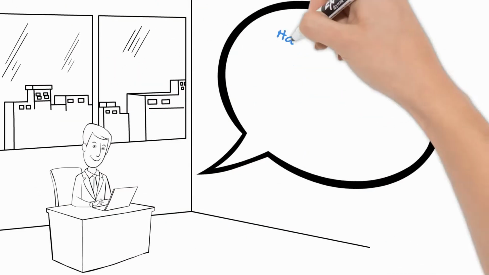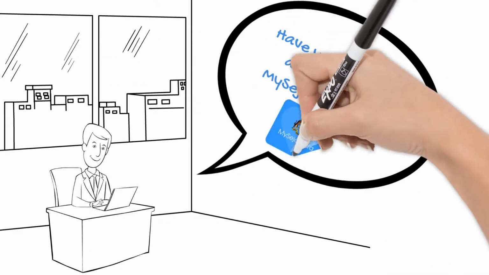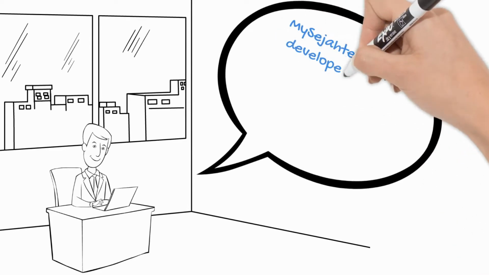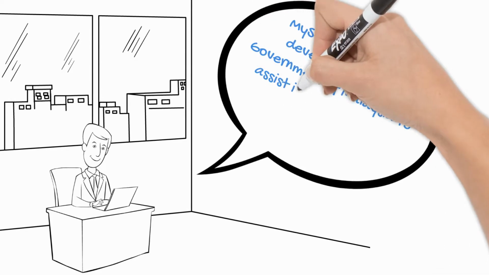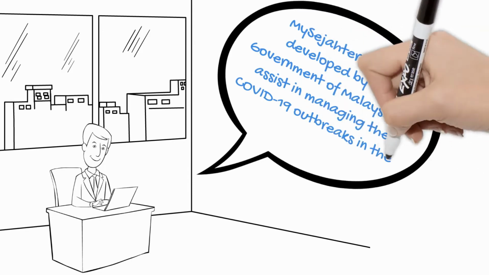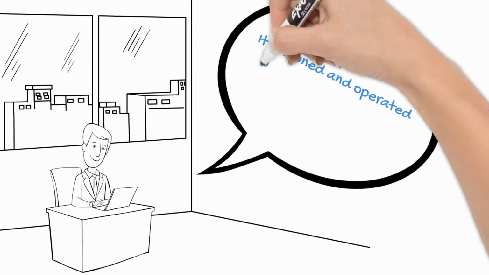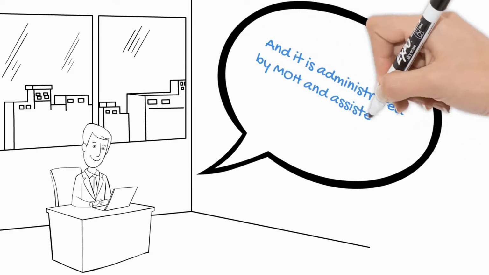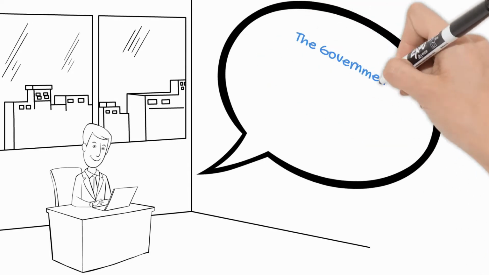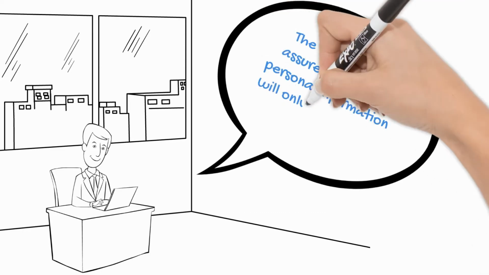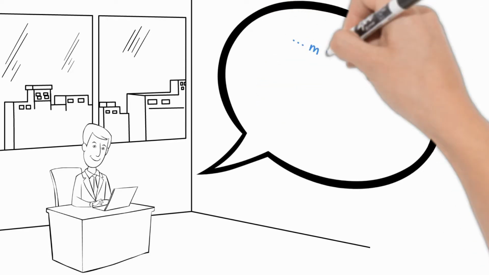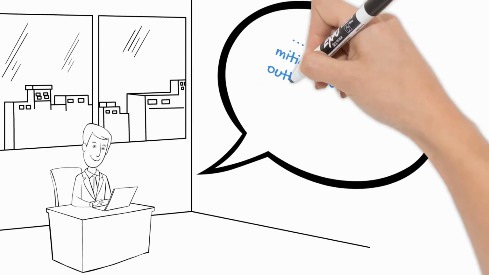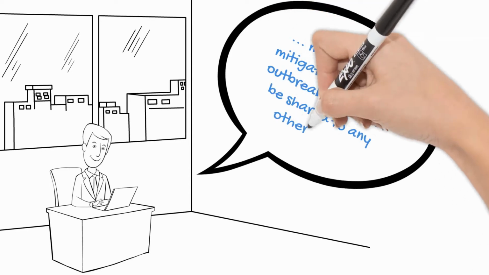How are you? Have you downloaded and installed the MySejahtera app? The MySejahtera app is developed by the government of Malaysia to assist in managing the COVID-19 outbreak in the country. It is owned and operated by the government of Malaysia, and it is administered by MOH and assisted by NSC and MAMPU. The government assures that your personal information will only be used for the purpose of managing and mitigating the COVID-19 outbreak. It will not be shared with any other party.